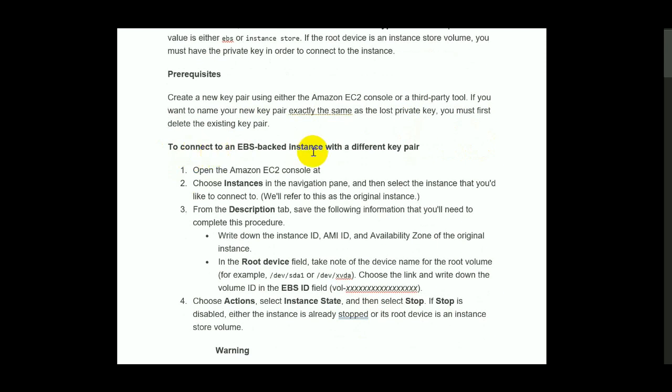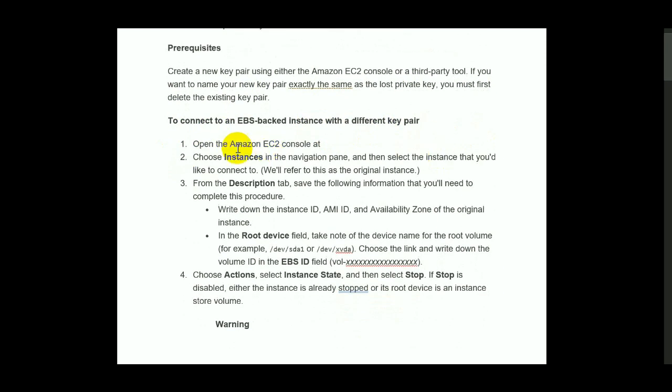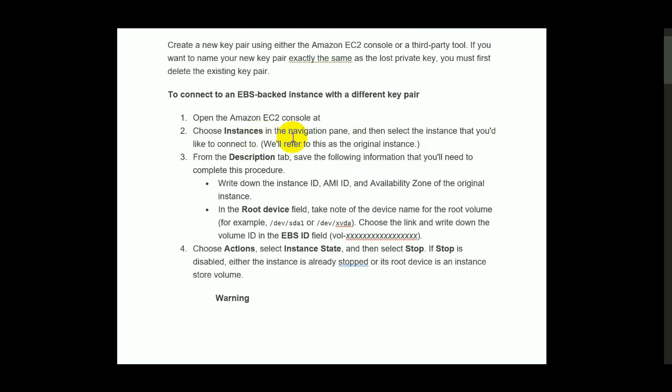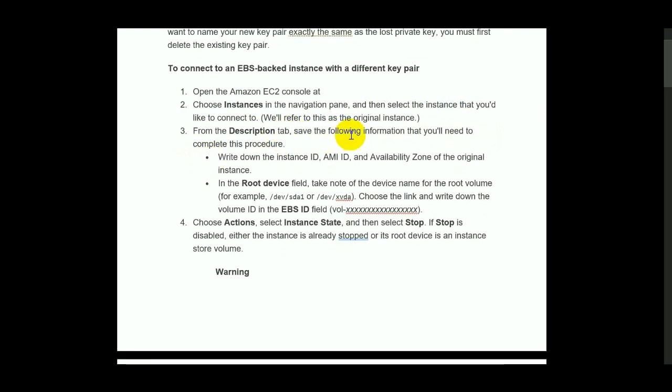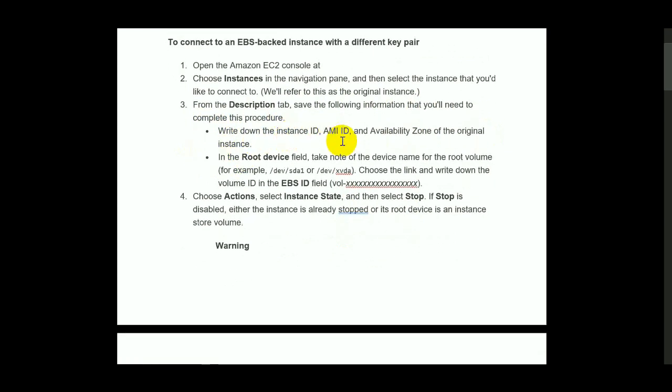To connect to the EBS-backed instance with a different key pair, open the Amazon EC2 console, choose Instances in the navigation pane, and select the instance that you would like to connect to. We will refer to this as the original instance, right? From the description tab, save the following information that you will need to complete the procedure: write down the instance ID, AMI ID and availability zone of the original instance. So we need to note down the instance ID, AMI ID, and availability zone before creating the backup instance. So let's go to the console.